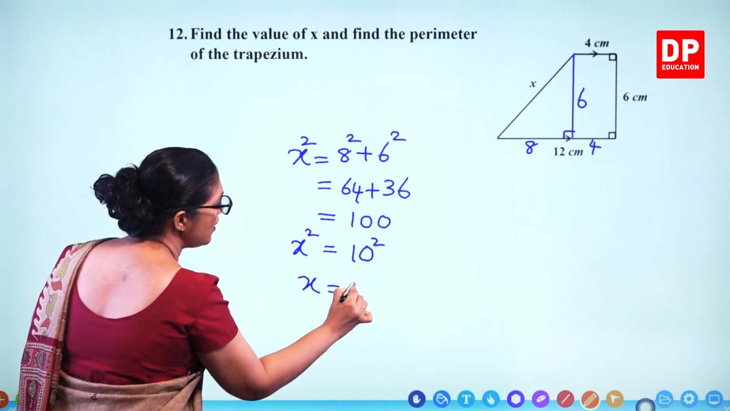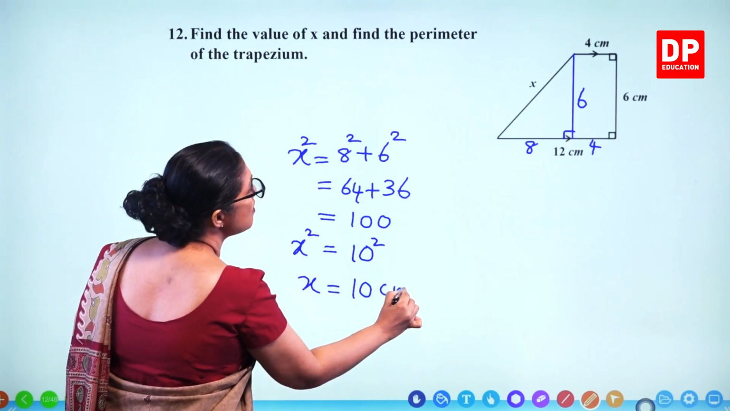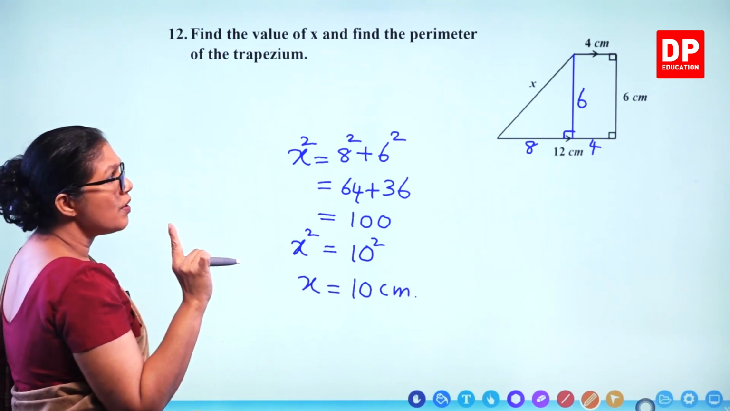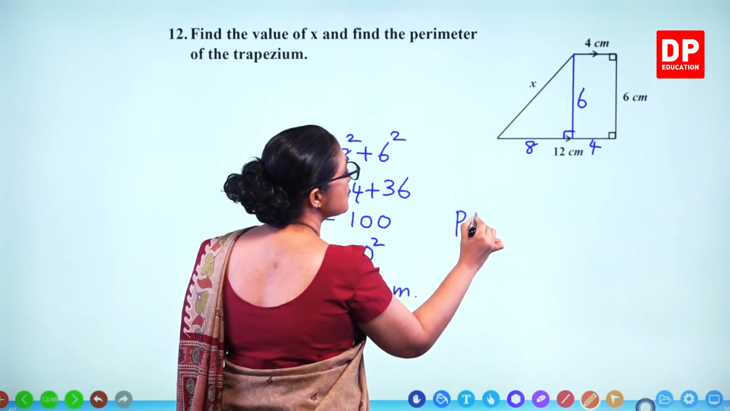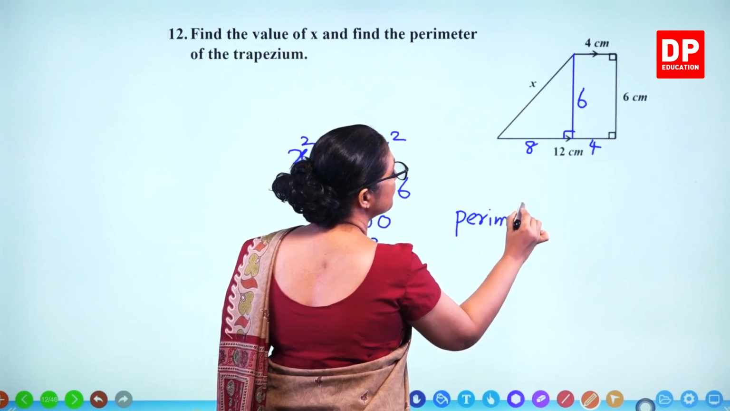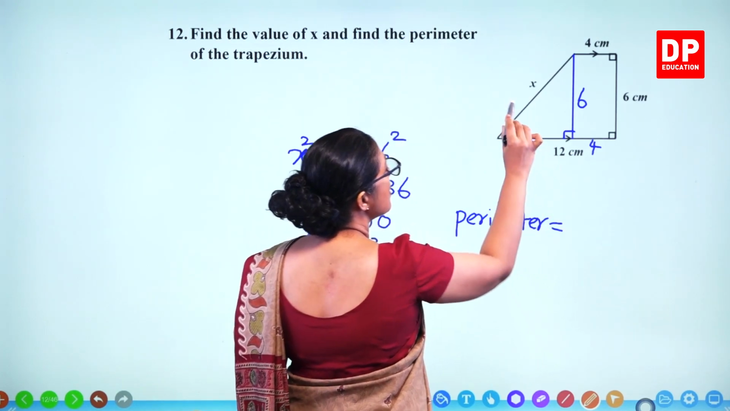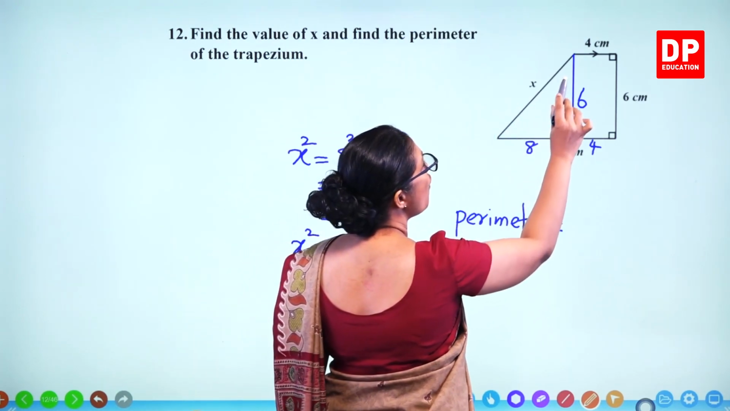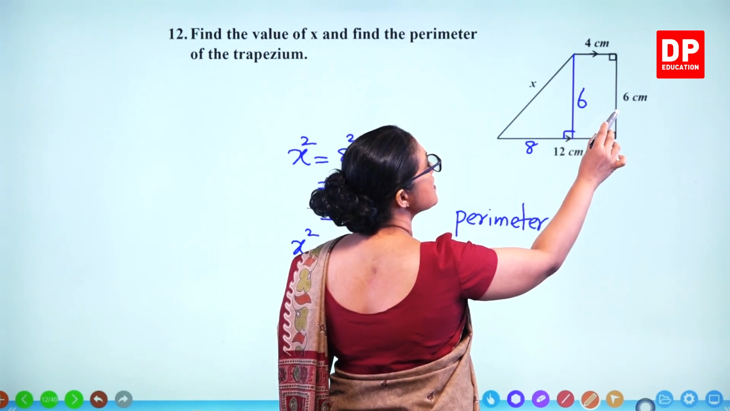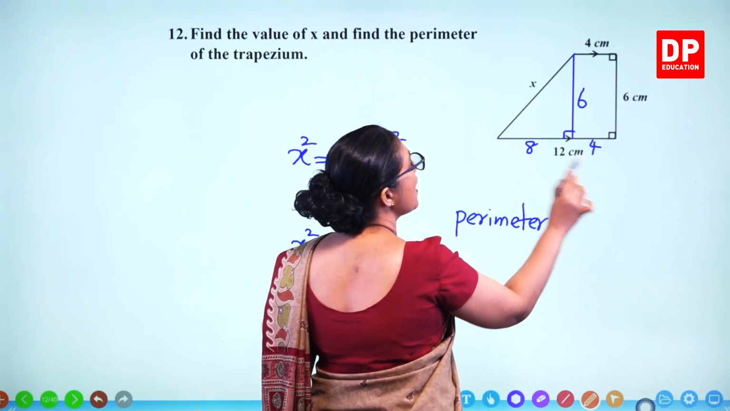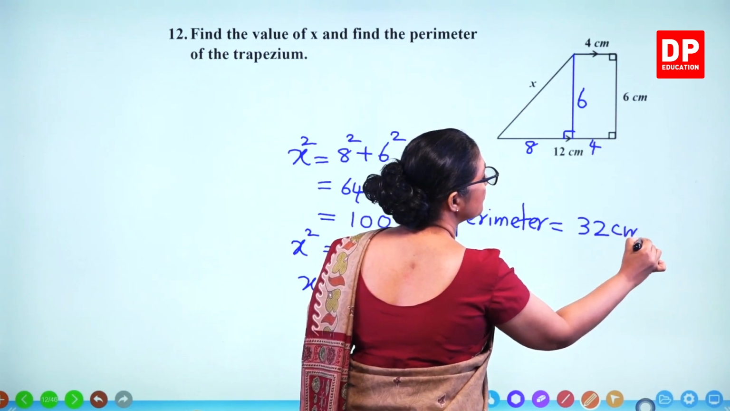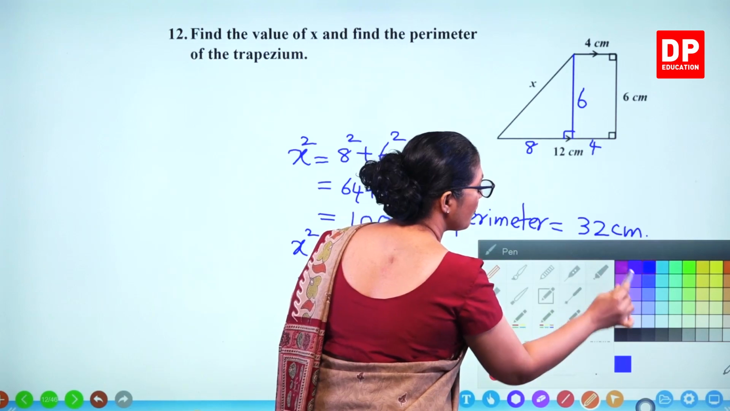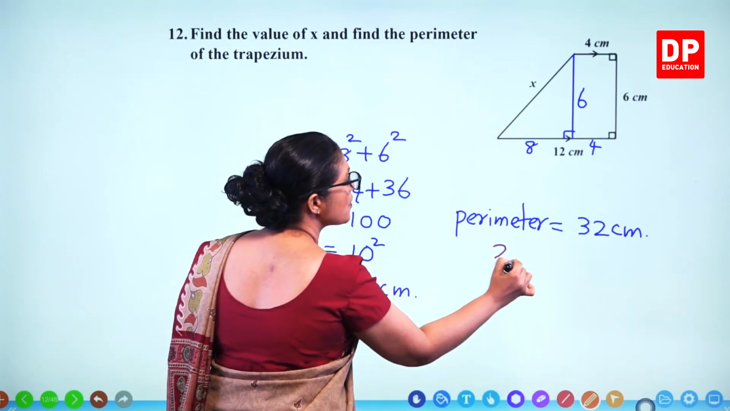So what's the x value? 10 centimeters. But we don't need just the x value, we need the perimeter of the trapezium. So what's the perimeter? 10 plus 4, 14. 14 plus 6, 20. 20 plus 12, 32. Two marks for that.